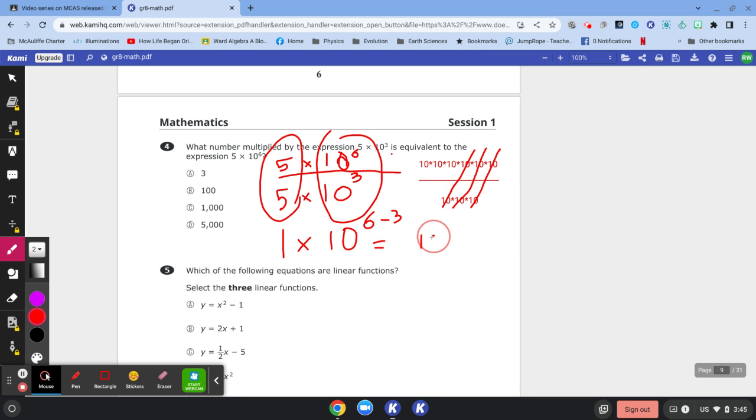So 10 to the third, which is 1,000. 10 times 10 times 10 is 1,000. That's what you're going to multiply it by. I hope that was helpful.